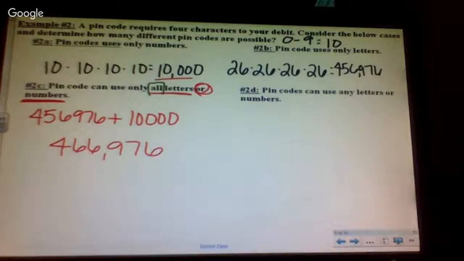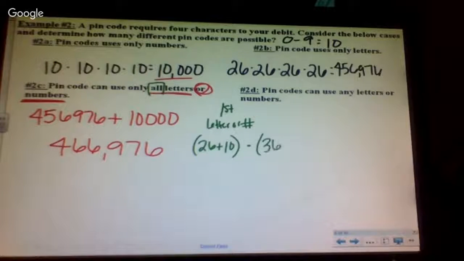Okay. So what's happening here? They're saying that my first digit of my code can be either a letter or a number. So how many options do I have for slot 1? 36. This could be any letter of the alphabet, which is 26, plus any digit, which is 10. And times 36, times 36, times 36.